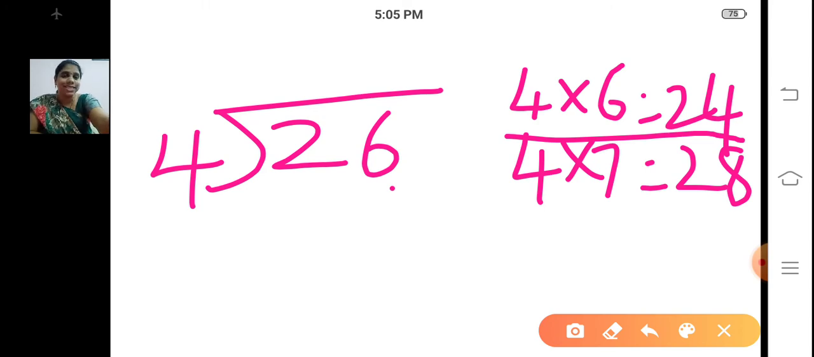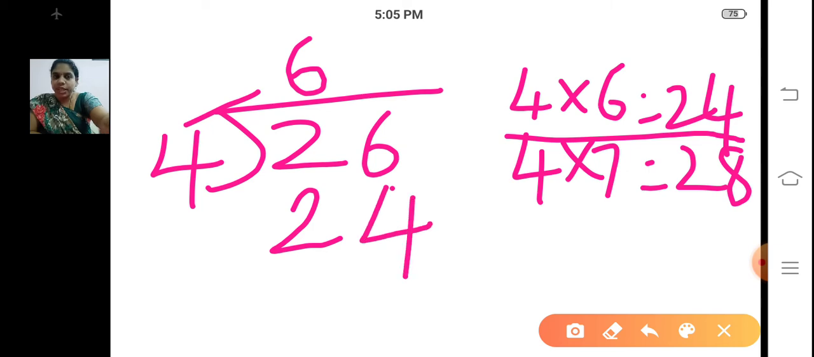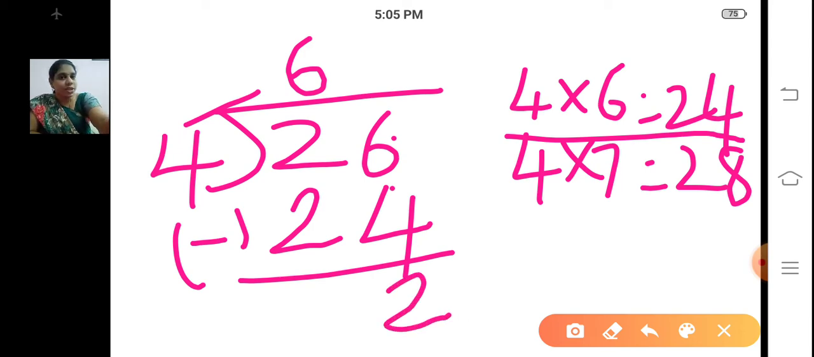So 4 6s are 24. Now what is the next step? We are going to subtract these two. So 6 minus 4 is 2. So what is the remainder here? Some number is left over, isn't it?